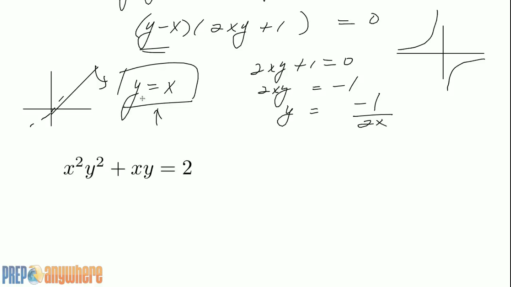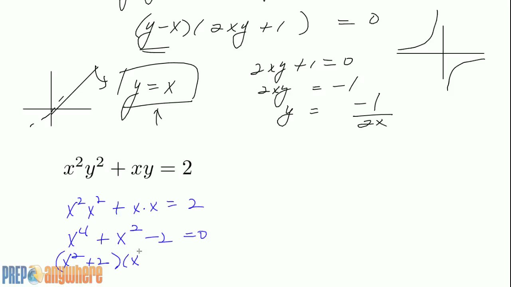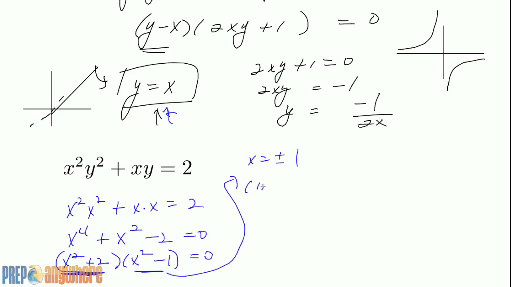First of all, let's replace y with x. So x squared plus x times x is equal to 2. X to the power of 4 plus x squared, bring the -2 over. This is factorable: x squared plus 2 times x squared minus 1. There's no way that can be 0, but from there, we get the value of x is equal to plus or minus 1. Now because it has to be on this line, our solution is (1, 1) or (-1, -1).